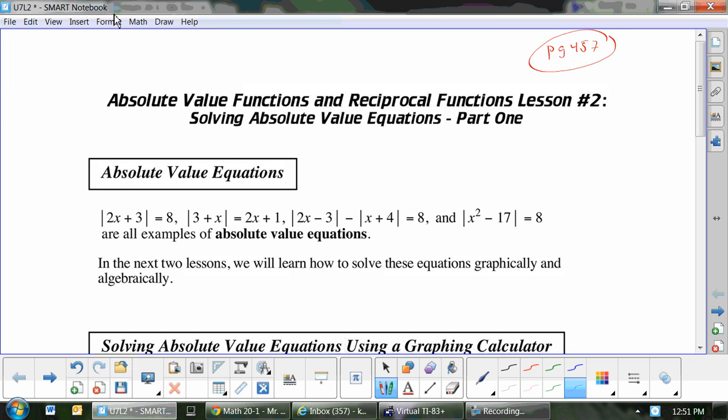Okay, so today we are solving absolute value equations. What that means is that last class, we didn't actually have our absolute value expressions equal to anything, but now we're going to be working with things that have equal signs. Just like when we learned about quadratics and rational equations, there's two ways to solve them. You can solve them graphically and algebraically.